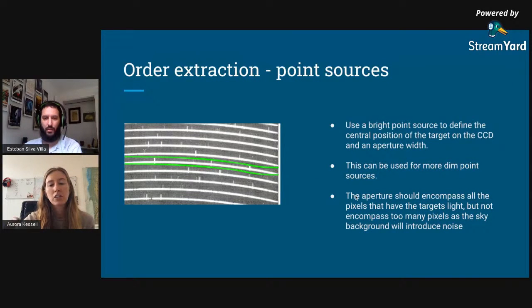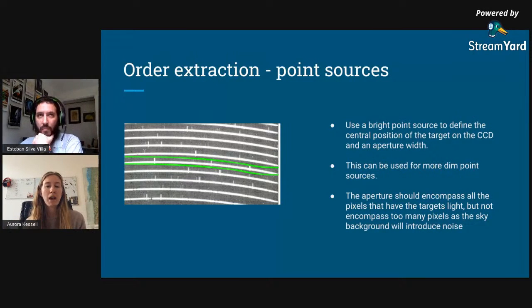And so the aperture you should try to have encompass all of the pixels that have the target's light, but try to minimize the number of pixels that have any sort of sky background, because that'll introduce noise. And so you kind of have to try a few different things, and you can plot this up when you're doing the reduction to find the best aperture for your targets. And then when you do this on a bright source, you can use the same aperture for the rest of the night for any dim sources, as long as the seeing conditions don't change too much. It should be basically the same throughout a single night.